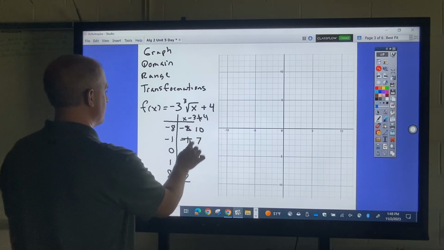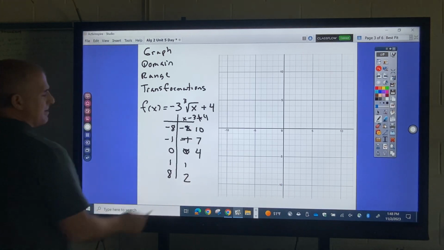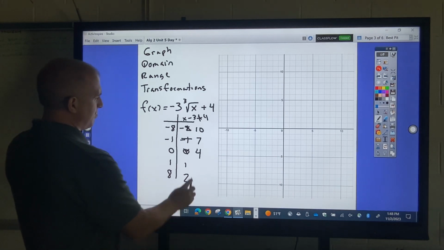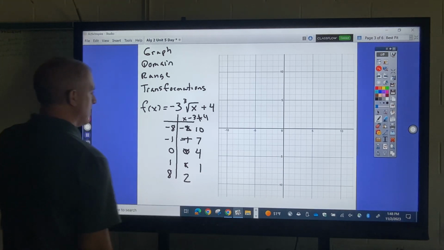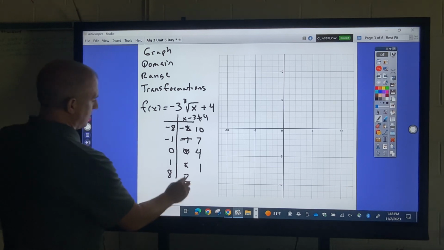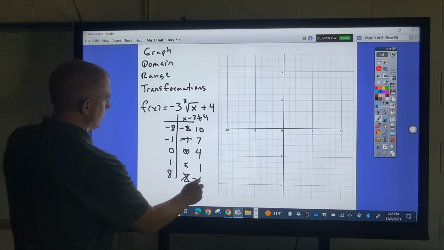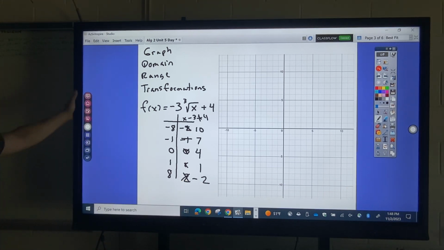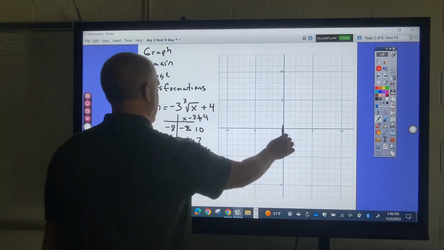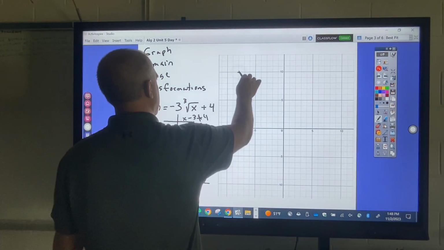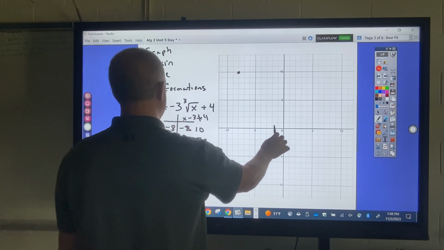Times -3 would be 0, that would be 4. That'd be -3 plus 4, which would be 1. And that'd be -6 plus 4 would be -2. Okay, so I want to graph that. -8 over, 10 up. -1 over, 7 up.